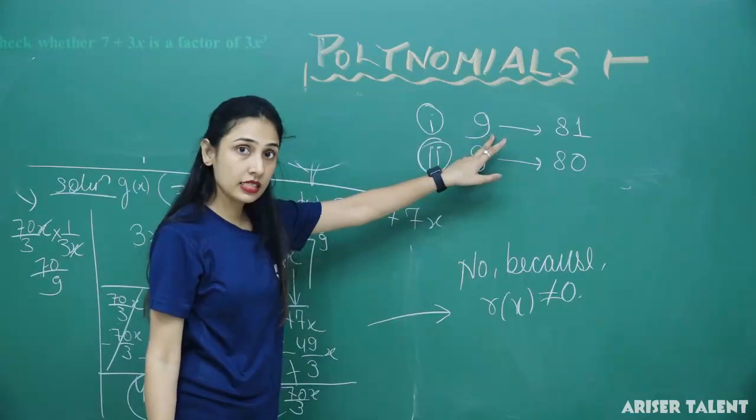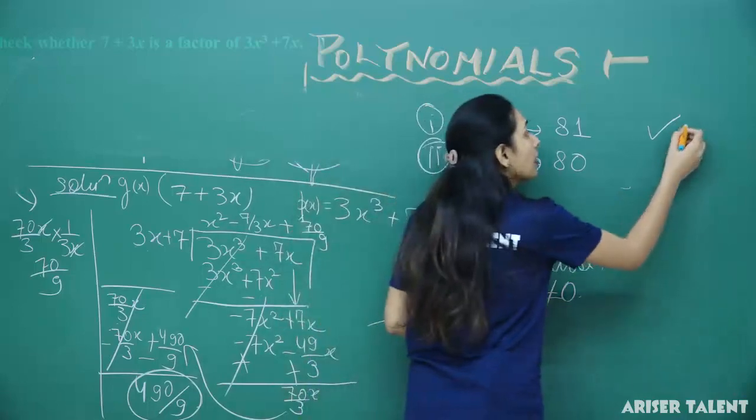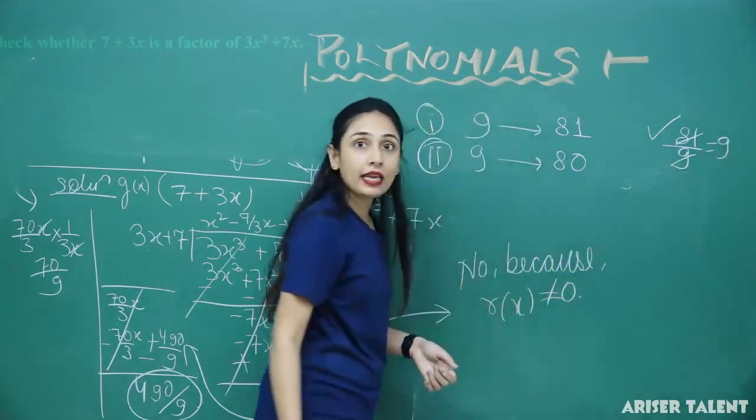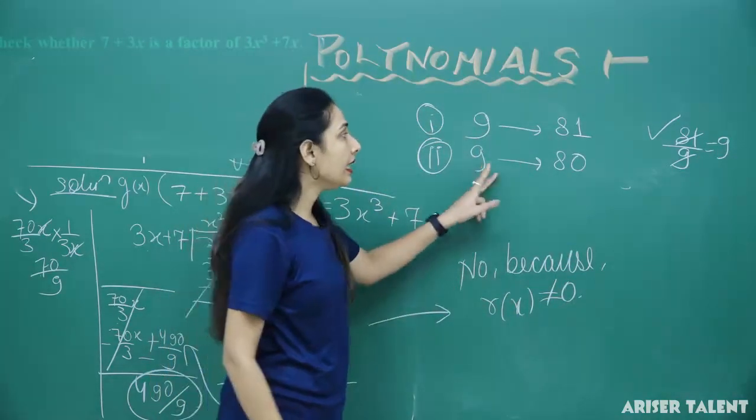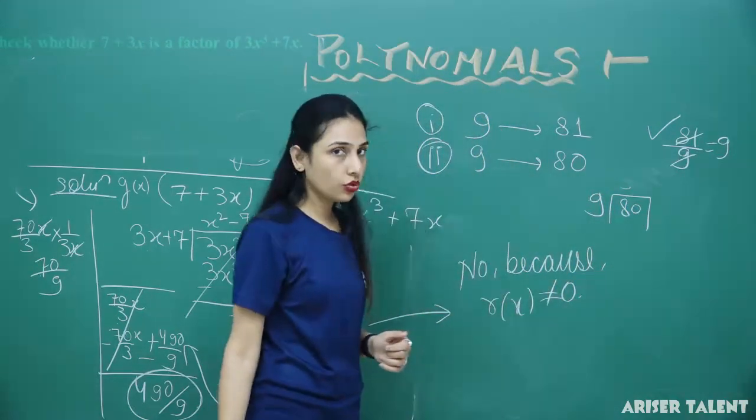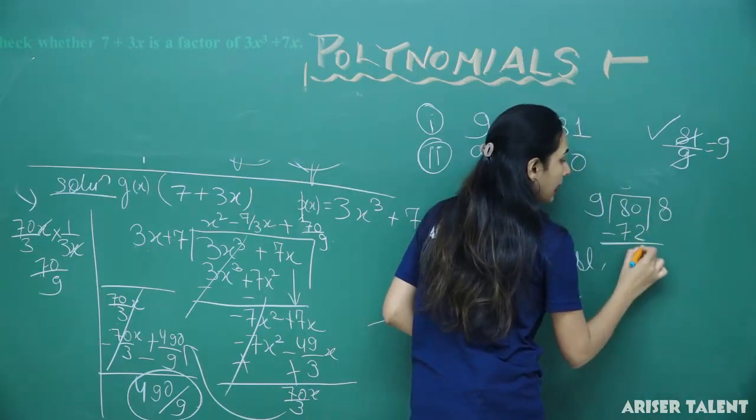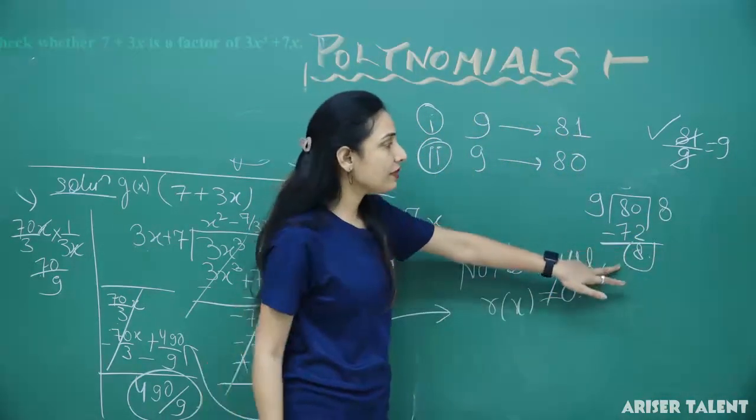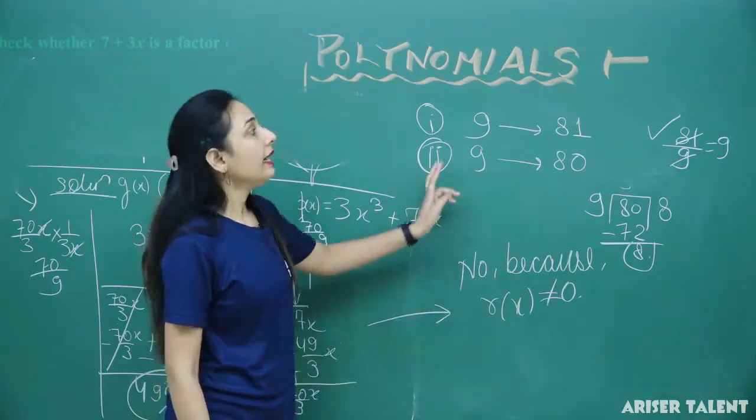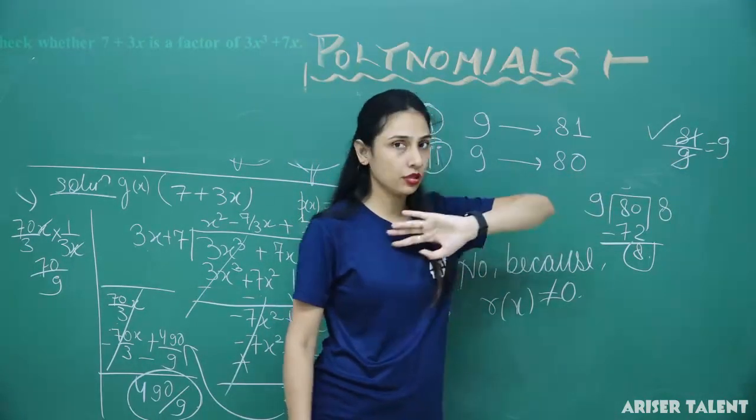In the very first case, you will say yes ma'am. Why? Because it is cutting it 9 times and having no remainder. In that case, 8 is remaining here. We are having some remainder here. That's why this is not a factor of 80, and we are having no remainder here, because 9 cuts 81 fully 9 times.